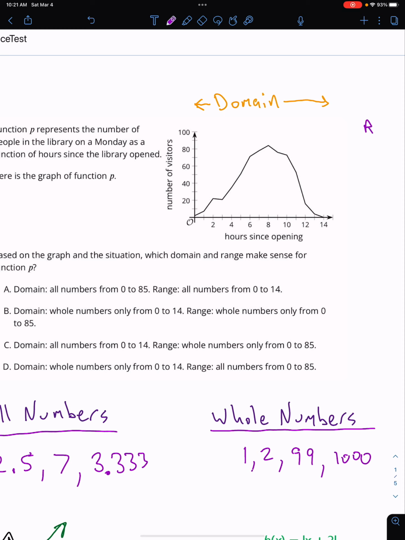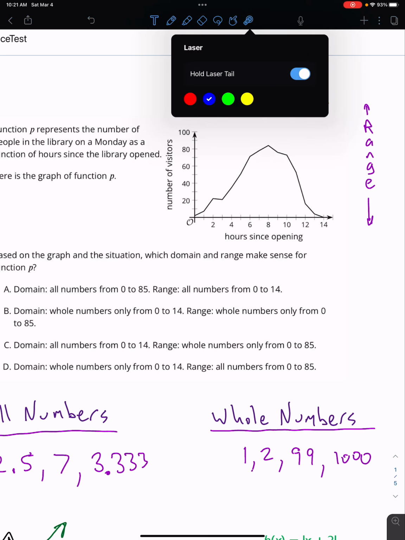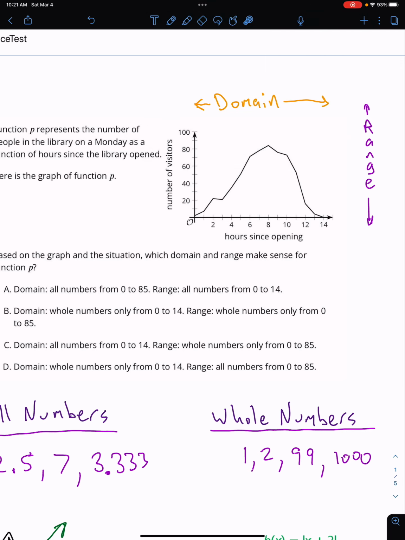I'm going to write range over here. It is everywhere your graph goes. This range goes from down here at 0 all the way up to maybe about 80 right there. So we've got this range from 0 up to 80. I guess it's 85, as I'm seeing down here in the multiple choice section. That range goes from 0 to 85, and our domain goes from 0 to 14.